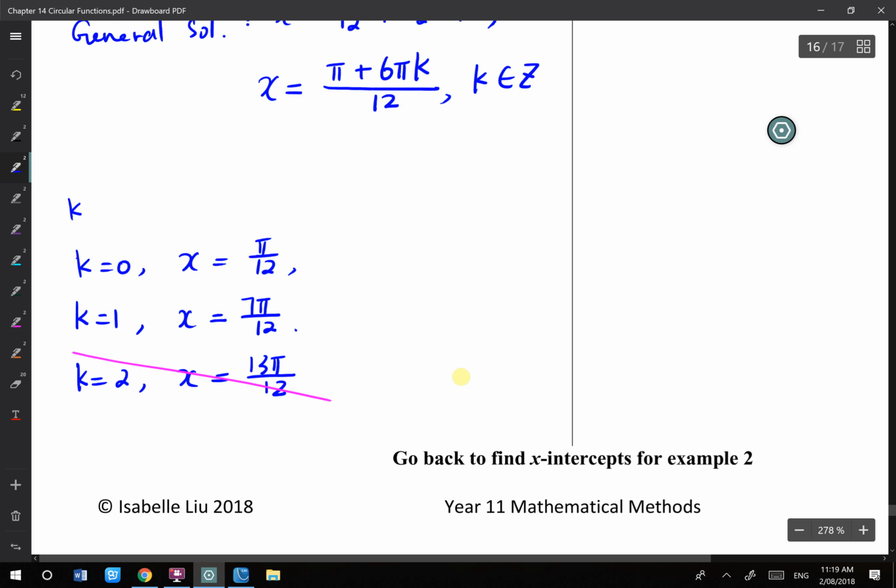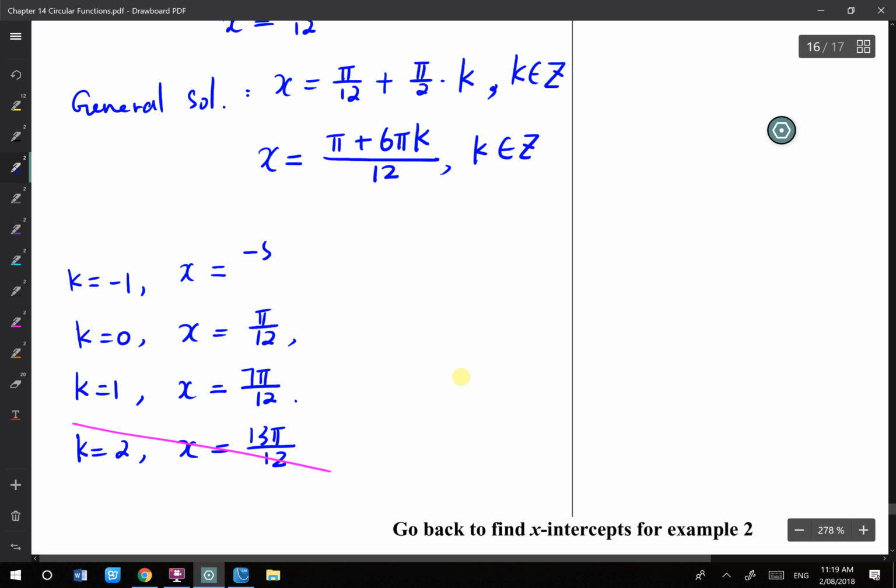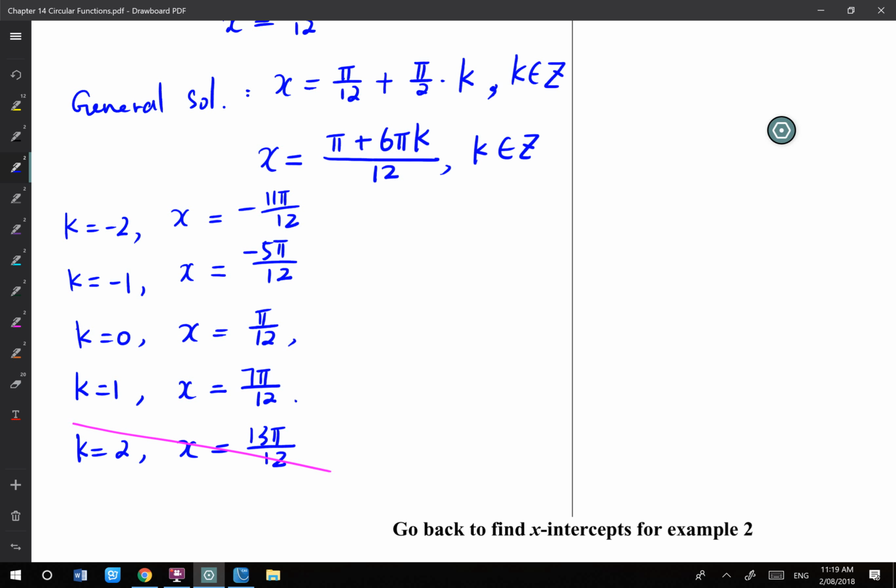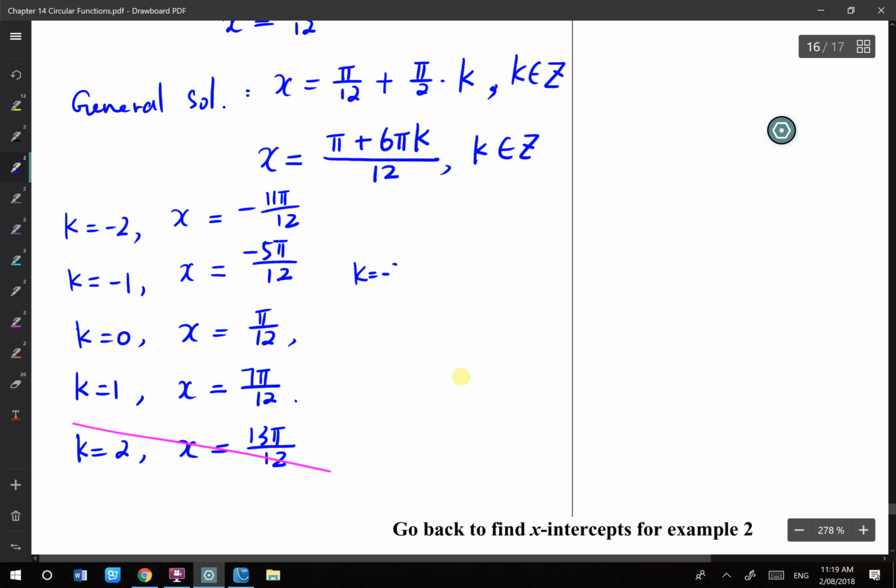And go negative. k equals to -1, x is -5 pi over 12. That's fine. K equals to -2, x will be -11 pi over 12. Is that fine or not? That's fine. So I try another one. K equals to -3, x equals to -17 pi over 12. Does that work or not? No. Okay, so we stop here.